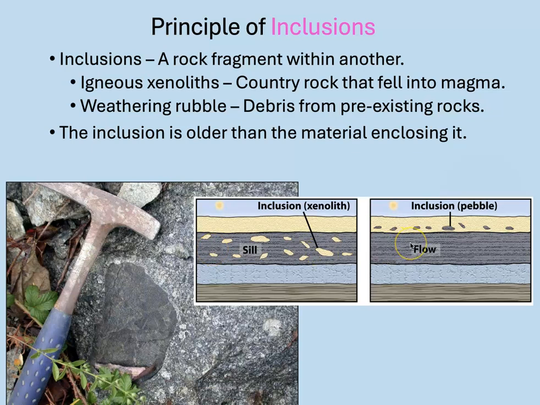On the other hand, on the right-hand side, we have the brown and blue units. Then we had a lava flow, and then we had the deposition of the yellow unit. The yellow unit has pieces of the lava flow in it. So once again, the principle of inclusions tells us that these pieces of lava flow in this yellow unit are older than the yellow unit.